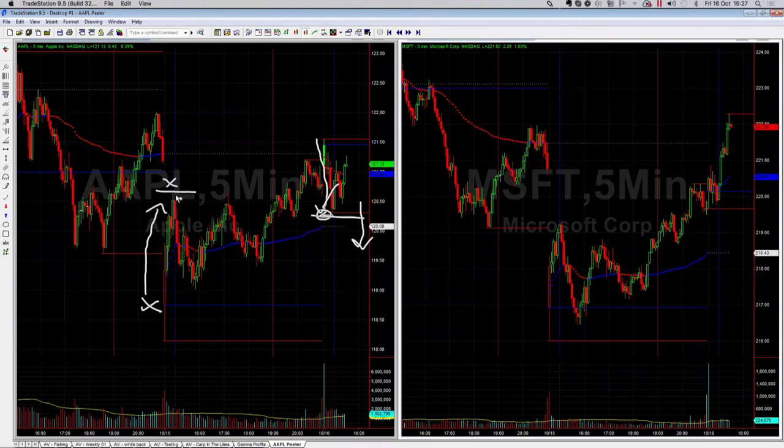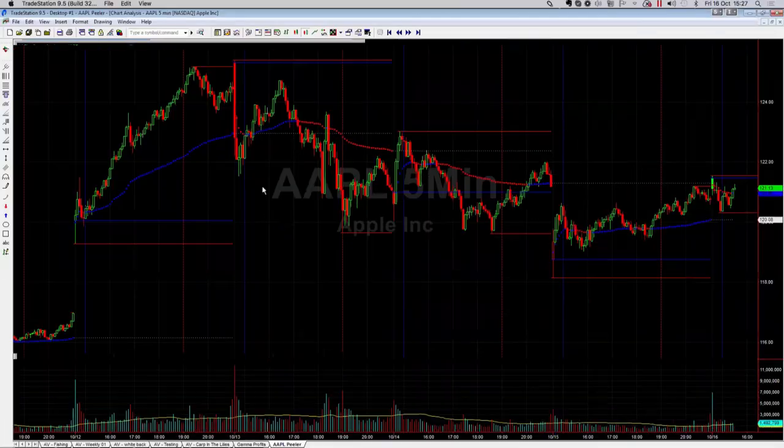So by 10 a.m., we have the pullback. It's retracing, and then that also timed out. So 30 minutes later, it's not triggered the trade. Cancel the order. Go and do something else. Let me just pop them full screen.